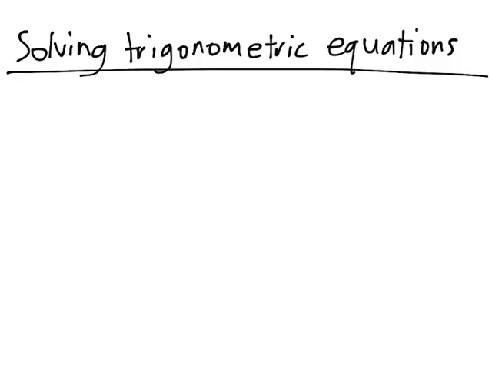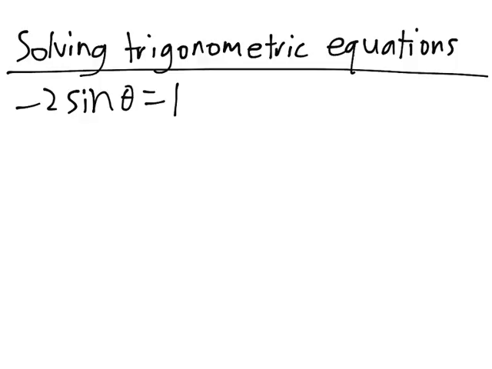I'm going to be talking about solving trigonometric equations. A trigonometric equation is just an equation involving trigonometric expressions. For example, minus 2 sine theta is equal to 1. To solve an equation like this, we want to find every possible value of theta for which it holds.